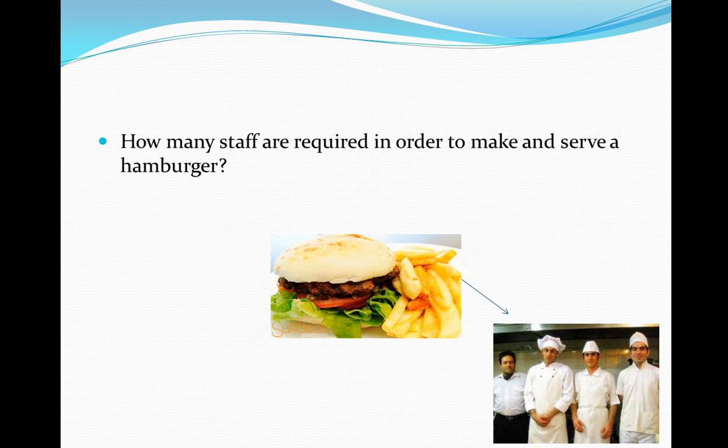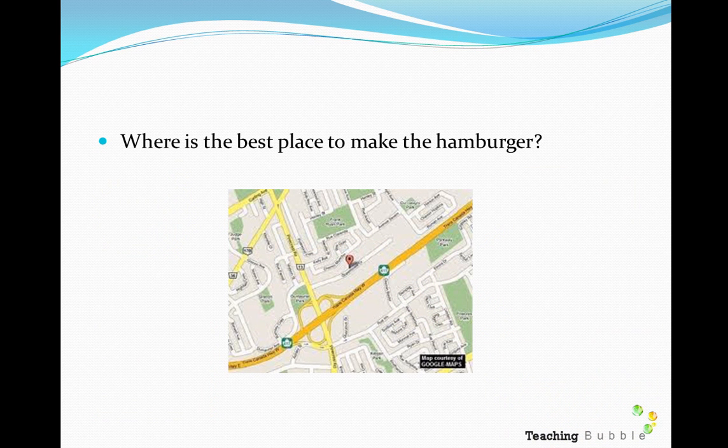You then need to look at what kind of staff and how many staff are needed to actually create the hamburger and then serve it, so you need to organise that. And then where the best place to actually make the hamburger is, what your facilities are like, where it's going to be located, etc. Now there's lots of other things that are involved. We also need things like how we're actually going to make the burger, what equipment is required.